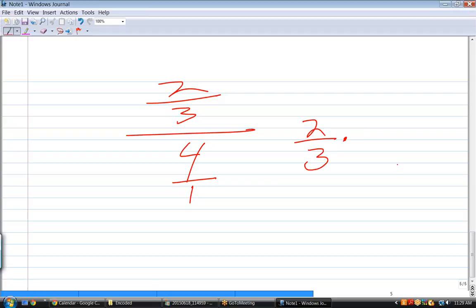We multiply it by the reciprocal, so it's going to be 1 over 4. And then the common denominator is going to be 12. Okay, it's not a common denominator. We don't need a common denominator when we're multiplying. It's just multiply the numerators, multiply the denominators. But before we do that, is there any way to simplify it first? Can I do anything with this 2 and this 4?